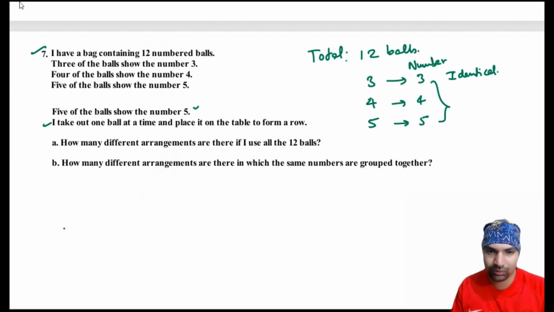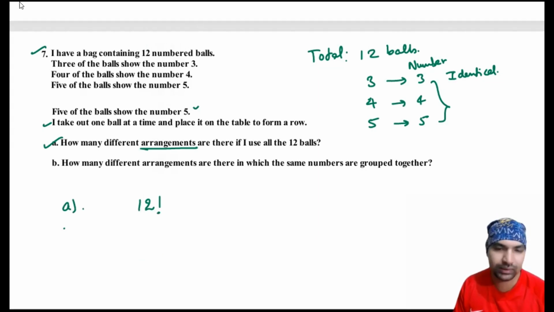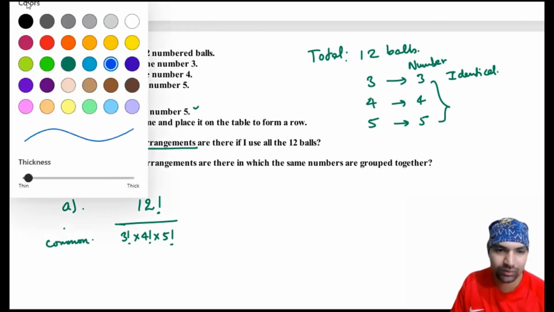So to form a row, how many different arrangements are there if I use all the 12 balls? That means it's a question of permutation. To answer the first one, 12 objects can be arranged in 12 factorial ways. The numerator will not change, and then you divide by the common things. So 3 balls have number 3, 4 balls have number 4, and 5 balls have number 5. So divide by the common balls. The numerator remains as it is, and in the denominator you divide by the commonalities.